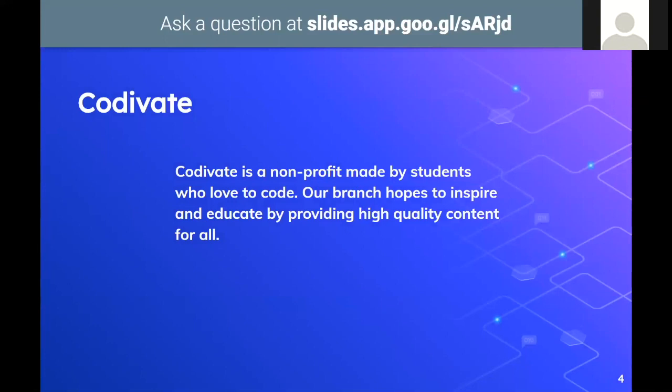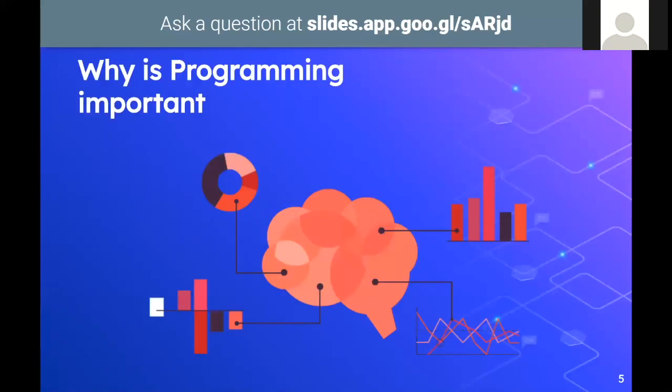I want to talk about our organization now. Our organization is called Codivate, a nonprofit organization that wants to introduce students of all ages to the world of programming. We want to educate people of all ages and make sure they understand programming and learn how to approach it with a problem-solving mindset.